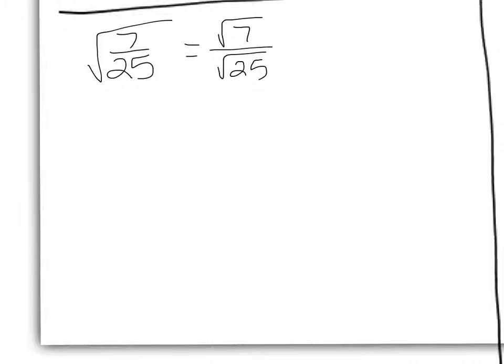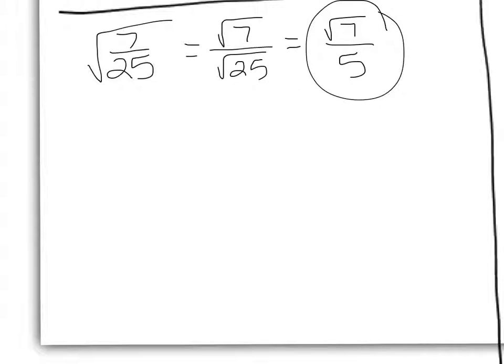Now, if I look at the square root of 7 over the square root of 25, what is the square root of 25? Hopefully you're thinking 5. And the square root of 7, since 7 is a prime number, I'm not going to be able to simplify this, so this is how you would leave your answer. Let's do one more like that.